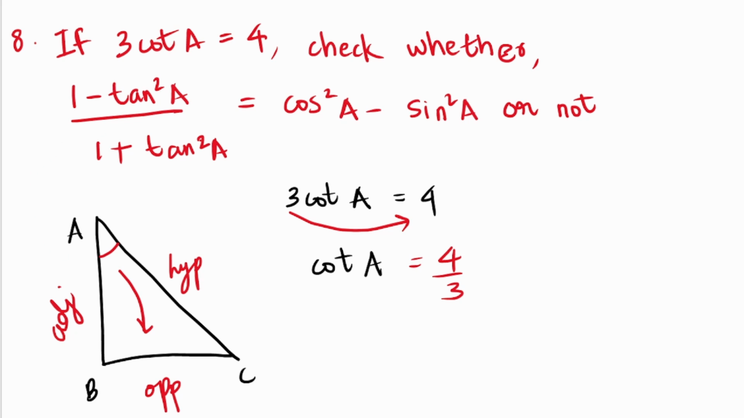Cot is nothing but adjacent side by opposite side. The adjacent side here is AB, and the opposite side is BC. So the adjacent side is 4k and the opposite side is 3k. So we need to find the hypotenuse value. Hypotenuse is AC.